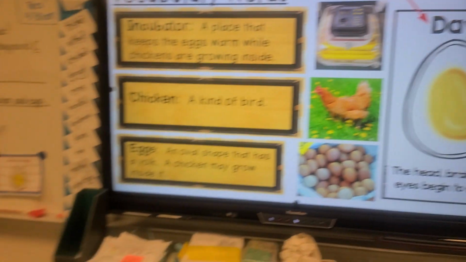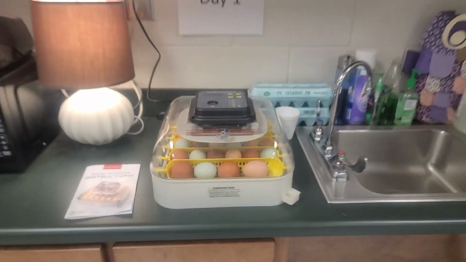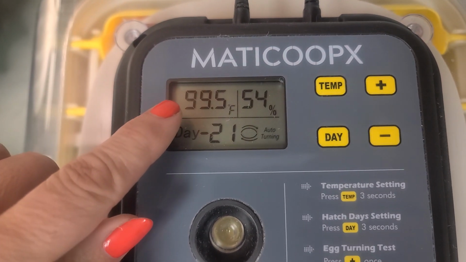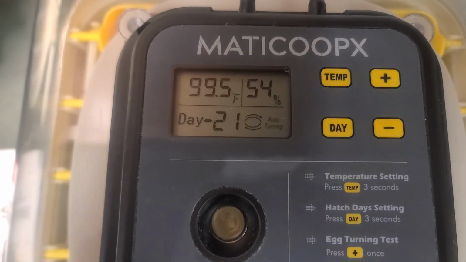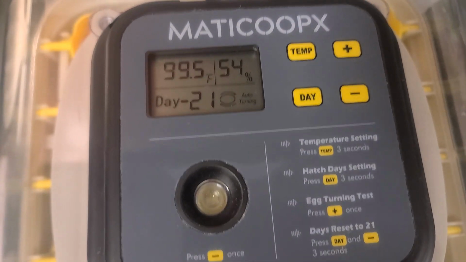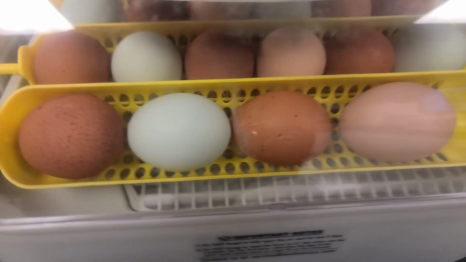So what we'll do now is we'll come over and look at our incubator. And what we're looking for, the settings we're looking for this morning, is for the temperature to be 99.5 and for our humidity to be between 50 and 55%. Now, I started plugging in the incubator yesterday on Sunday to try and get everything regulated so that we could start first thing this morning with our eggs.